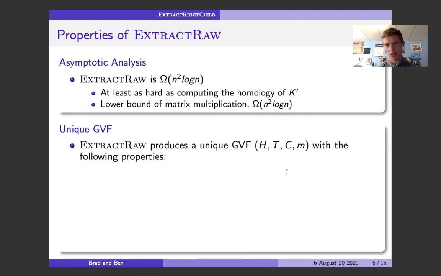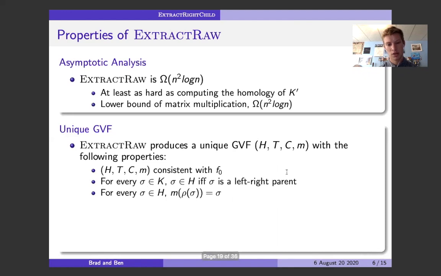Furthermore, ExtractRaw has a few other really important properties. First of all, it is consistent with the data, the function values on all the vertices. If for every simplex we carry with it the function value of its largest valued component vertex, we produce a gradient vector field that reflects that. And also importantly, if we look at this on the Hasse diagram, every single matching output by ExtractRaw is according to these lexicographical orderings on the Hasse diagram, between the smallest valued parent nodes and their largest lexicographically valued child nodes.